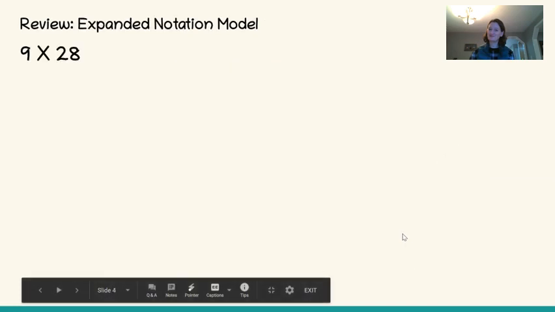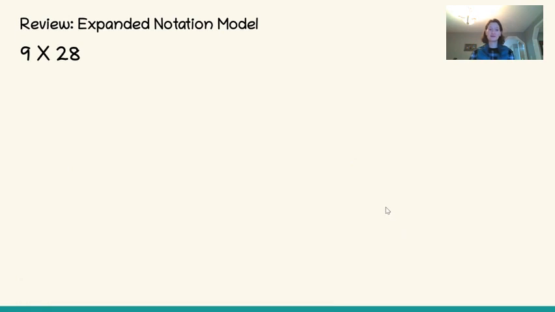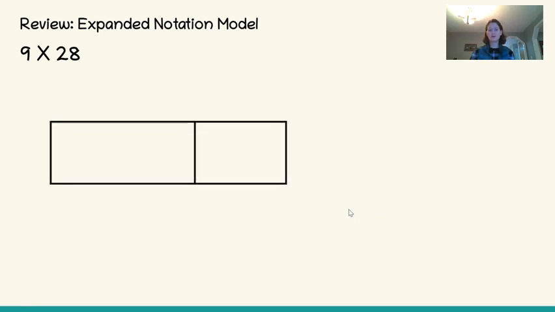Remember, the other model that Mrs. Williams taught us last week was the expanded notation model. So let's use the same problem, 9 times 28. We can also use the rectangle to help us with 28 split into 20 plus 8, the 10s and the 1s, and we have our 9 on the side, so we're multiplying 9 times 20 and 9 times 8.